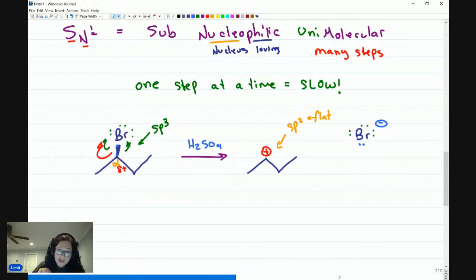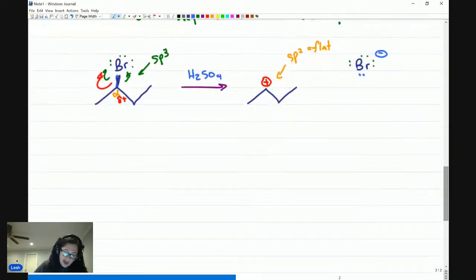H2SO4 is not an attacker. Professors love to trick you with this. What we're looking at when you see H2SO4 in solution is H2SO4 dissolved in water. Water was not given, but it is implied because H2SO4 has to be in some kind of solvent.